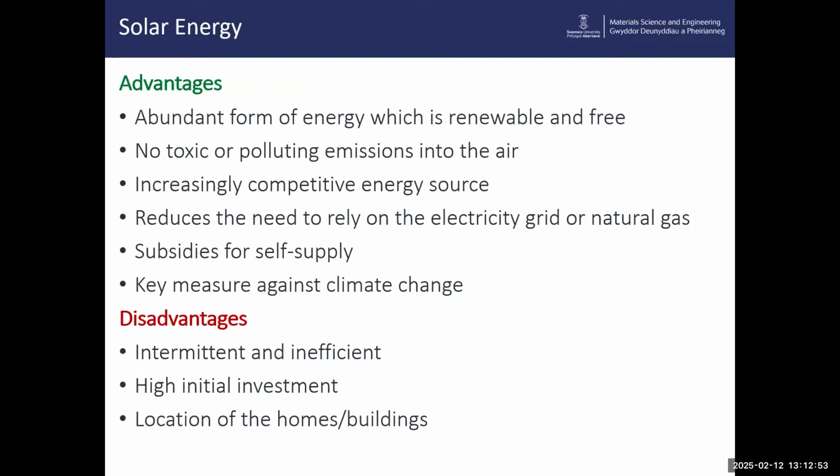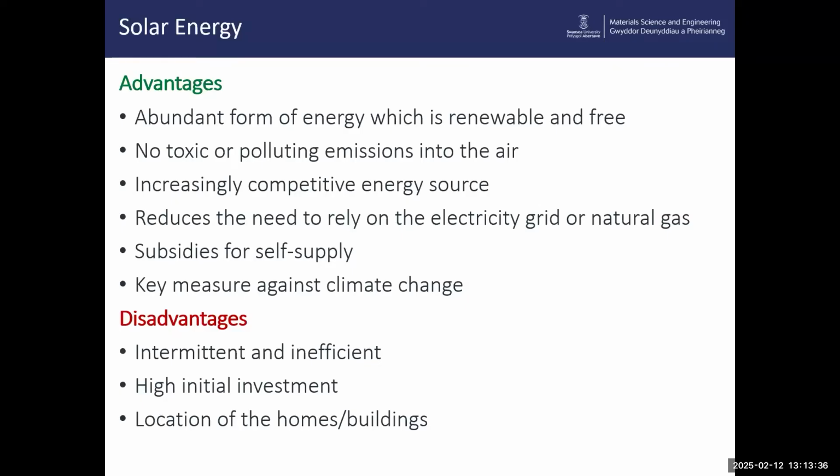So some advantages of solar energy. It's an abundant form of energy, which is renewable and free. There are no toxic or polluting emissions into the air. And it is an increasingly competitive energy source. It reduces the need to rely on the electricity grid or natural gas, for example. And there's also subsidies for self-supply, as well as it's a key measure against climate change. We're also reducing the use of fossil fuels and also potentially generating wealth and local employment through things like green jobs.